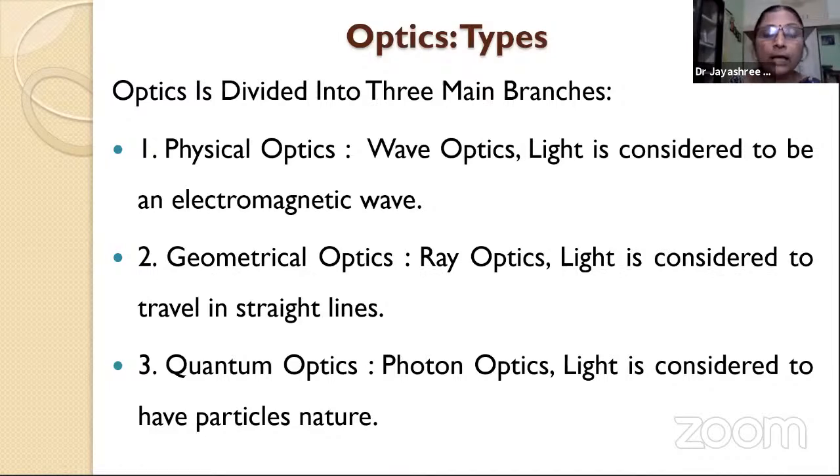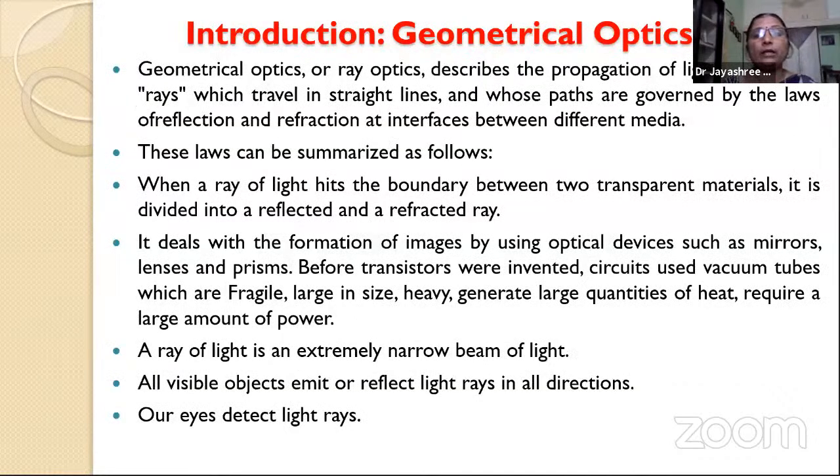Today we have to focus on this geometrical optics, which includes ray optics, and here light is considered in the form of straight lines. Now, when we come across the introductory part about geometrical optics, basically it is also ray optics, which obviously describes the propagation of light in terms of rays, which travel in straight lines, and whose paths are governed by the reflection and refraction at the interfaces between different media.